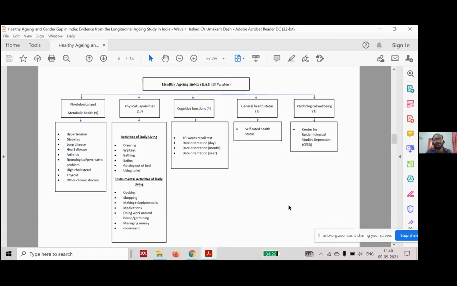For the data analysis, we started with preliminary results, but here I will be showing the multivariate analysis where we have used a quantile regression model.